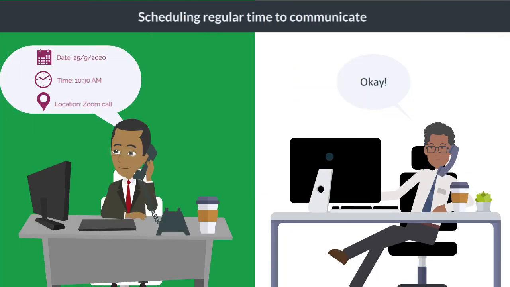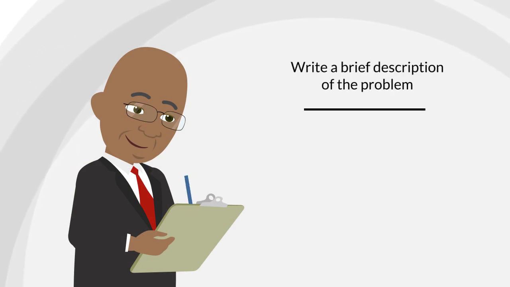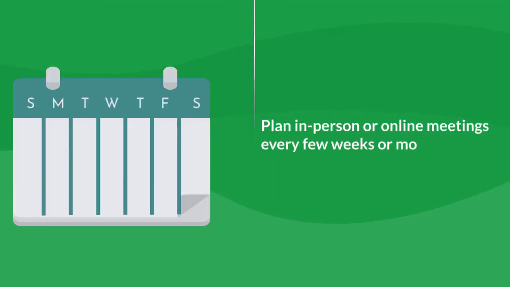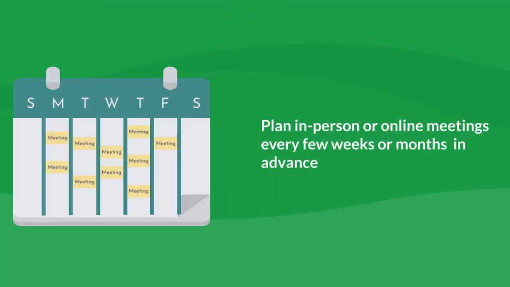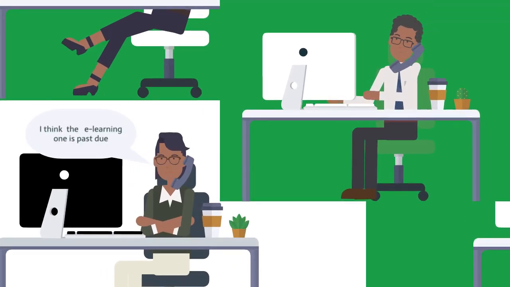Some ways in which you can ensure effective communication in a workplace include scheduling a regular time to communicate. In order to fix poor communication, you can write a brief description of the problem, the possible consequences, and propose solutions. Plan in-person or online meetings every few weeks or months in advance. Discuss projects, feedback about leadership, and suggestions for the future.